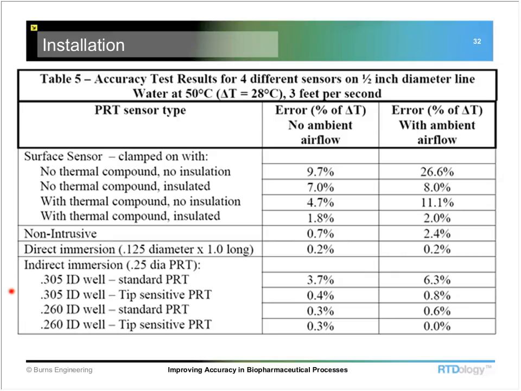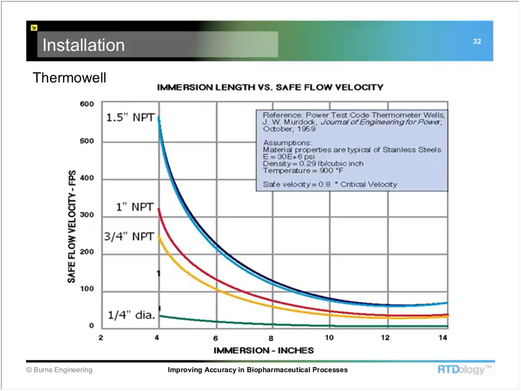So you can see here that the surface sensor is most susceptible to airflow going over it. And the best case here is a tip-sensitive sensor. These are typically used in a thermal well because they do have a copper tip on them. So this shows another potential error source for this.